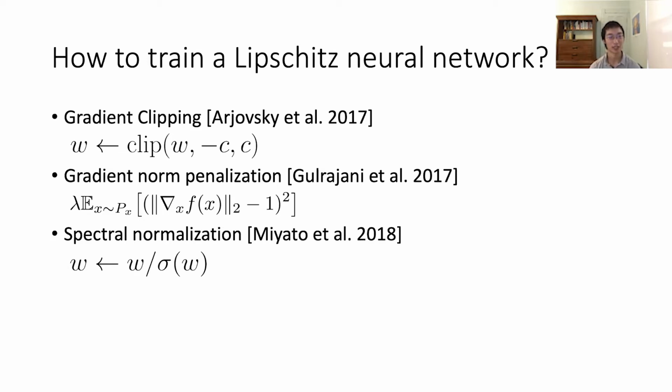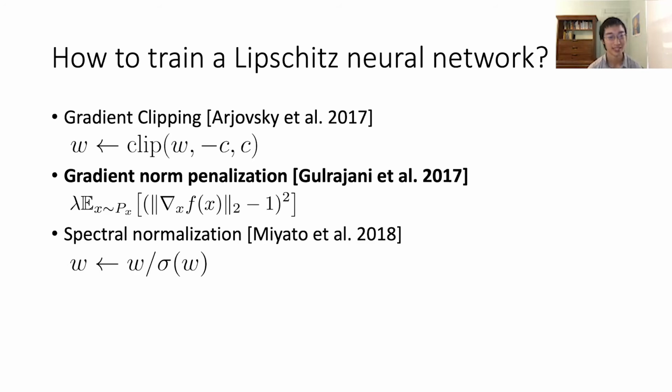The second way was to penalize the norm of the gradient everywhere to be as close as possible to 1. And the third was to use spectral normalization to divide by the spectral norm, so that the Lipschitz constant was always 1. We found that the second one was most helpful and worked the best for our case, so we're going to use that from now on.